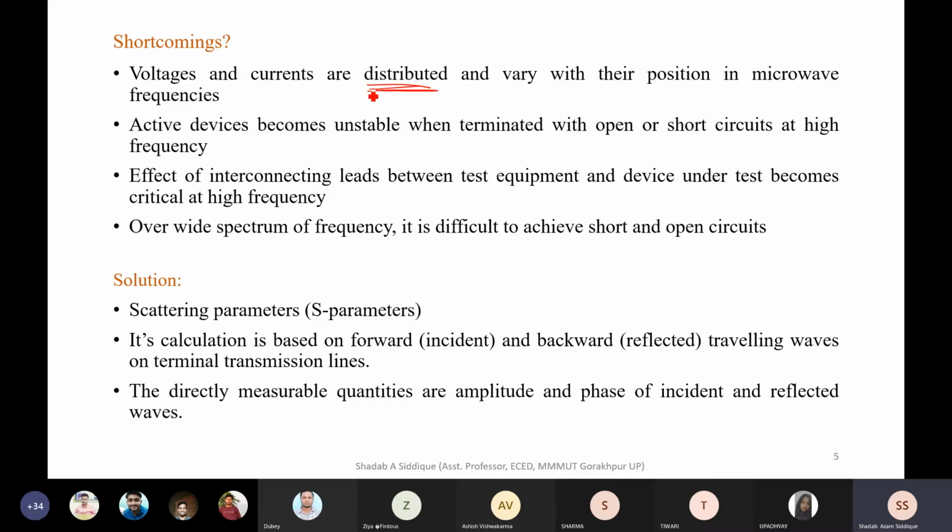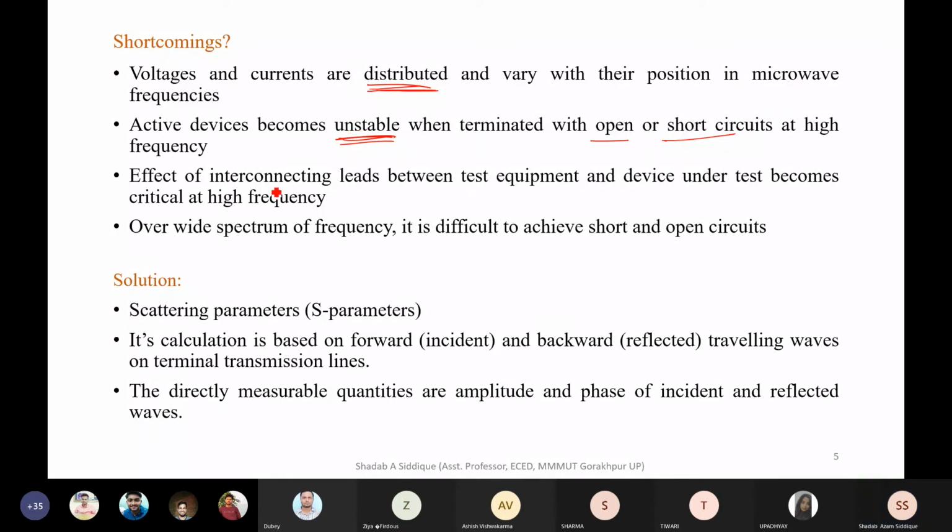In the microwave circuit, at microwave frequencies, the line or devices which you are taking consist of distributed parameters that vary with their positions. Active devices become unstable. The active devices which we are using become unstable when terminated with open and short circuits at high frequency. So at high frequency, if you go with open circuited or short circuited terminations, your active devices will become unstable. So we cannot go for open circuit or short circuit kind of thing.